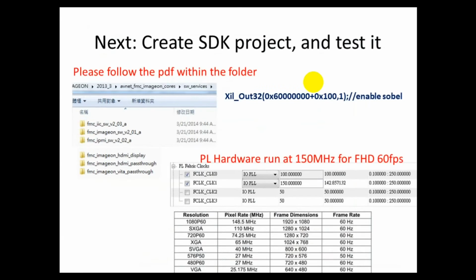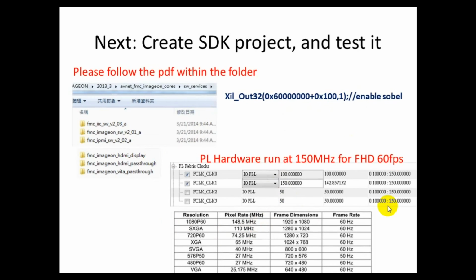So the final step will be to create the SDK project and test it. The documentation in the reference design is very comprehensive, so you can just follow the PDF. But we need to add one new piece of code to enable the Sobel filter. Pretty easy. You can write something like this, and the offset you can change to your own offset.